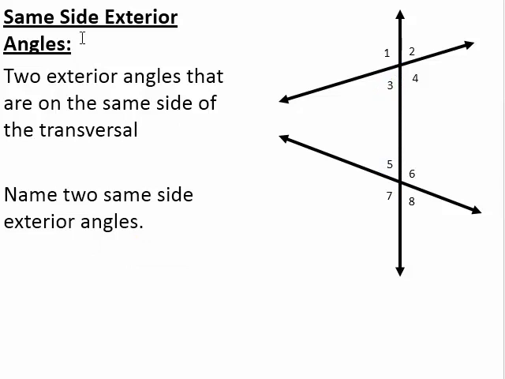Same side exterior angles. Same side exterior angles are two exterior angles that are on the same side of the transversal. So looking at the example, if we look at angle 1, you'll notice that angle 7 is on the same side of the transversal and it is also an exterior angle. So angle 1 and angle 7 are same side exterior angles, as are angle 2 and angle 8.